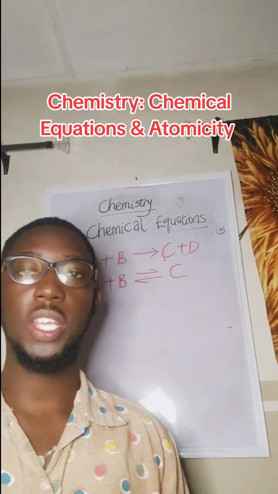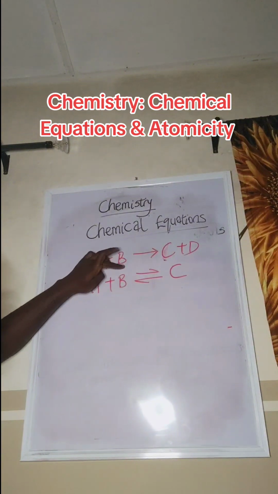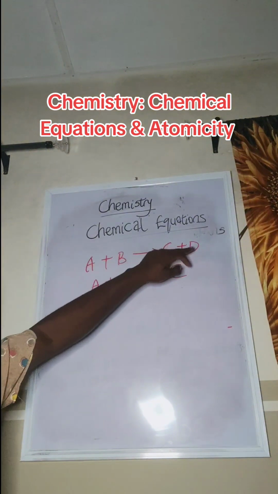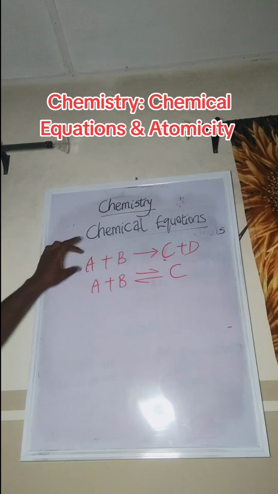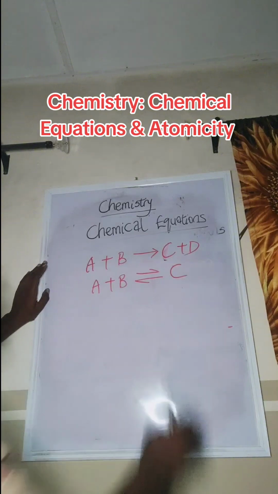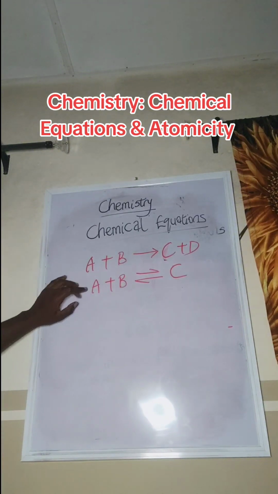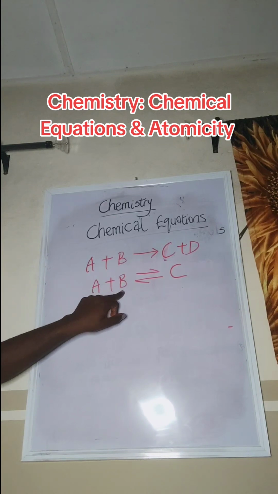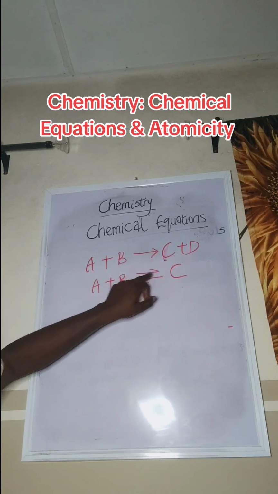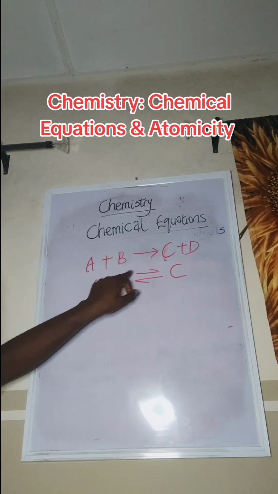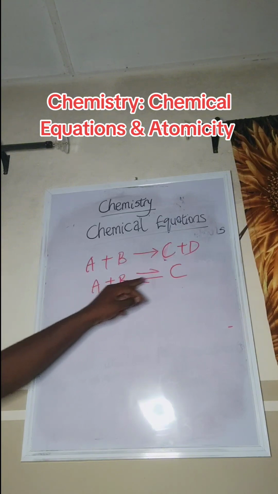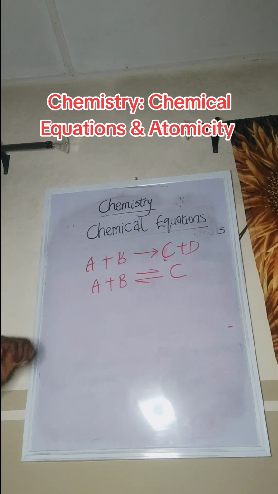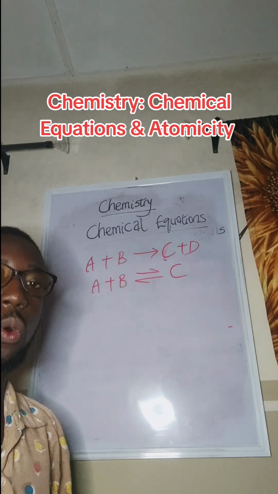On the board we have A plus B to give C plus D. This is an irreversible reaction. A plus B represents the reactants, while C plus D represents the products. Then the second one we have is A plus B in a reversible reaction. This means that it goes in both ways, forward and backward. A plus B to give C: A plus B is the reactant, while C is the product.